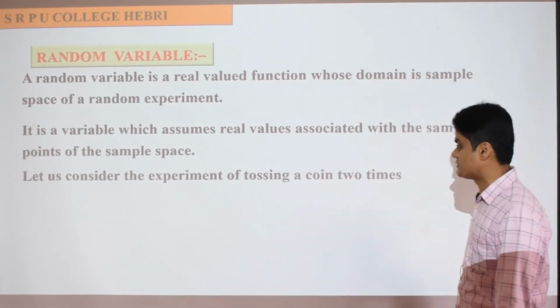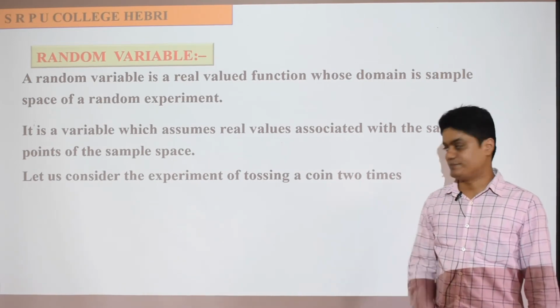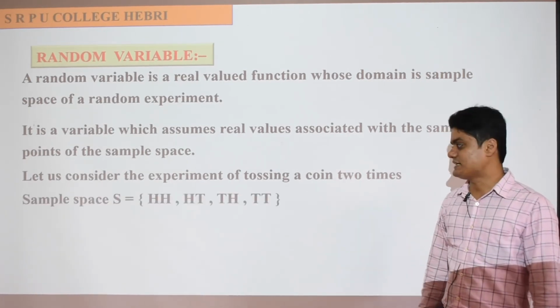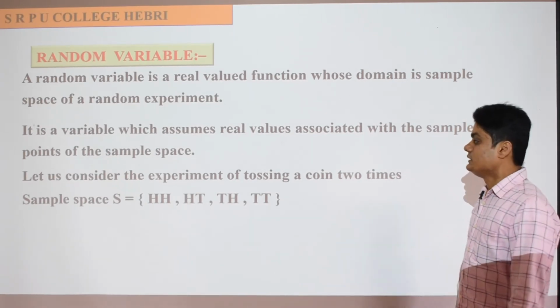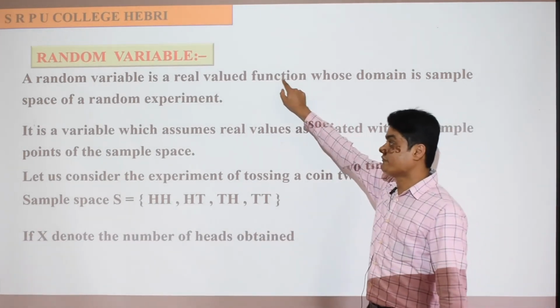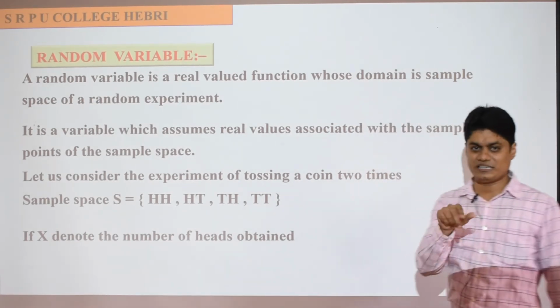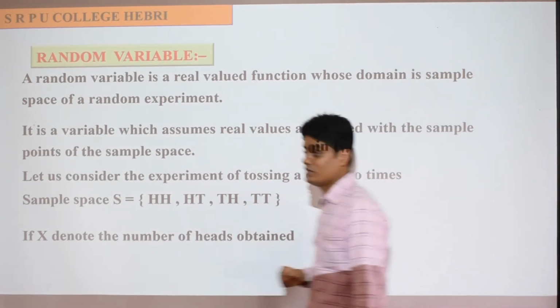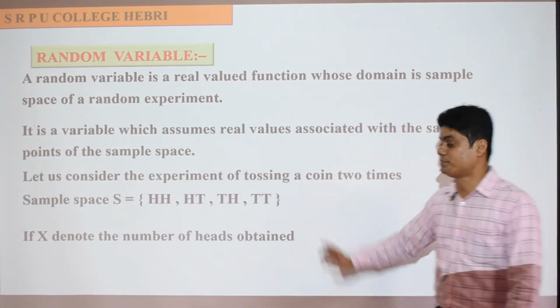So consider a random experiment of tossing a coin 2 times. Okay, then what is the sample space? Sample space, you know, HH, HT, TH, TT is the sample space. Now let random variable X denote the number of heads obtained. Let X denote the number, capital X, since it is a set actually, so we are using the capital X.